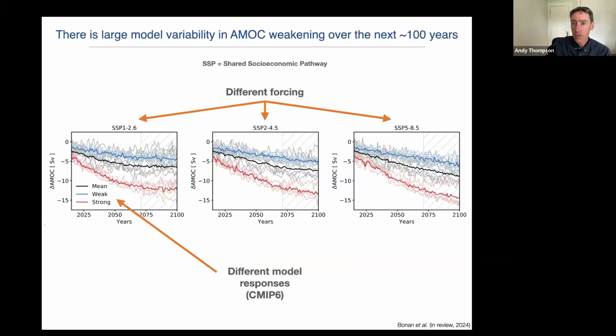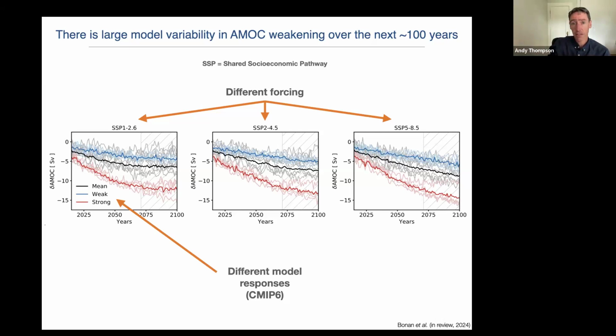And so for just the last part of the talk, I'm going to spend the last 5 minutes talking about one piece of new work, which is now going to zoom in on this weakening phase. So we're going to move away from the long-term recovery of the AMOC, and think about what the AMOC's response is over the next roughly 100 years. What I'm showing here is kind of an interesting result. These are the responses of a range of different CMIP6 models, in fact all of the CMIP models, to a number of different shared socioeconomic pathways.